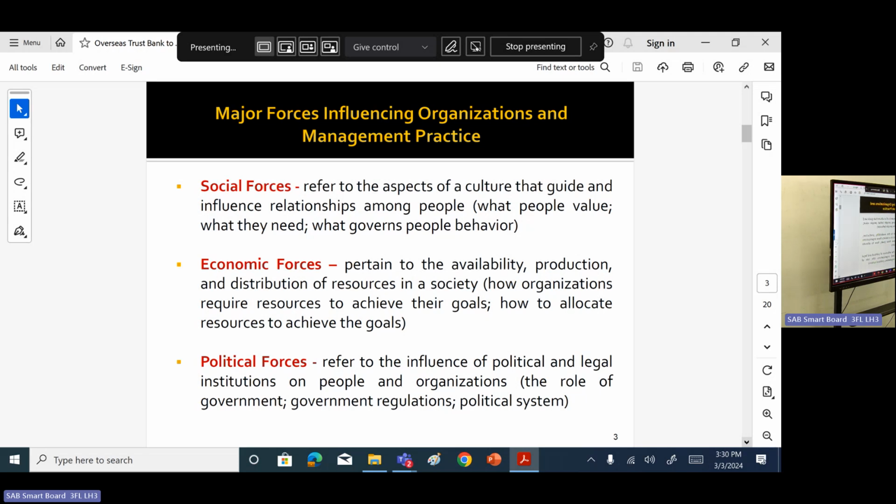Therefore, this is the first one we should consider, but why should management theory evolve to cater to these forces, changes in these environmental forces? Then number one is globalization. The increased globalization can shape these environmental forces also, this globalization.